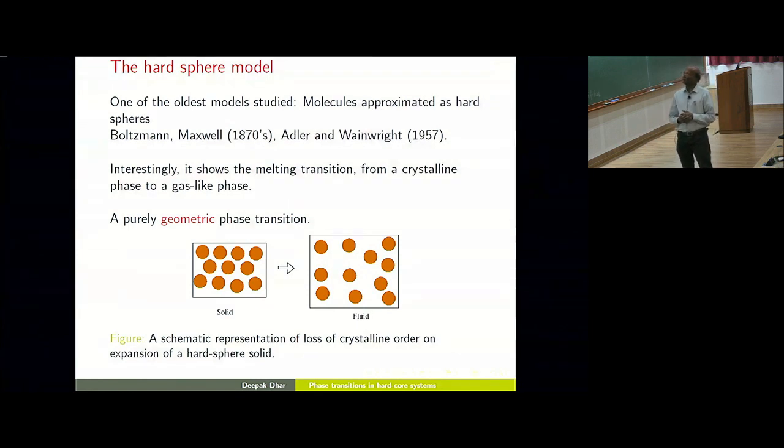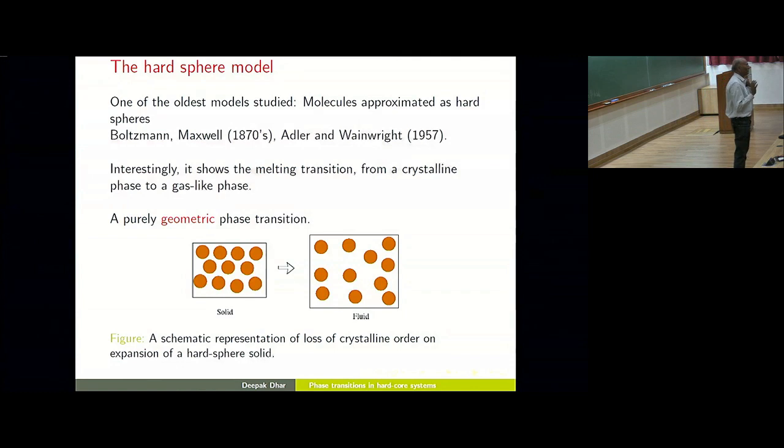So what happens, this is experimental fact based on Monte Carlo simulations, is that it shows a melting transition from a crystalline phase to a gas-like phase. At low densities, the spheres can be anywhere and it looks like a gas. Of course, there are some correlations between the spheres, but it looks like a gas. At high density, this system becomes crystalline. All the spheres arrange themselves into a hexagonal lattice.